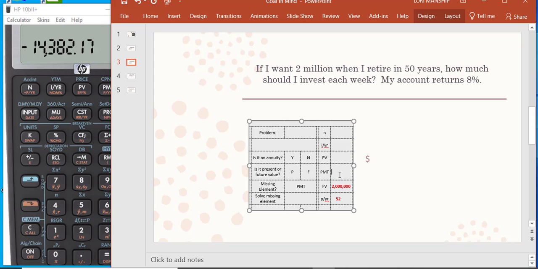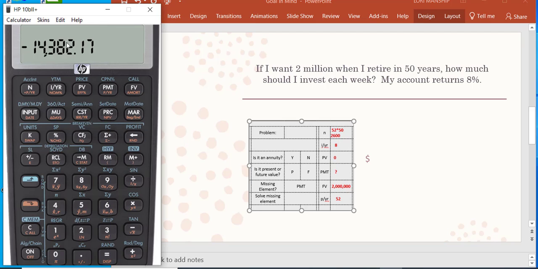We are looking for how much we need to add in monthly. It doesn't tell us we started with anything, so present value is 0. Our interest rate is 8%, and that's what the stock market has averaged. And I'm doing this every week for 50 years, so 52 times 50, and that gives me 2,600 payments. So that's roughly how many weeks you'll work, starting at 20 if you retire at 70.